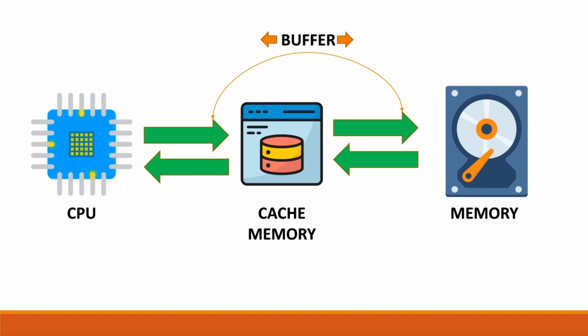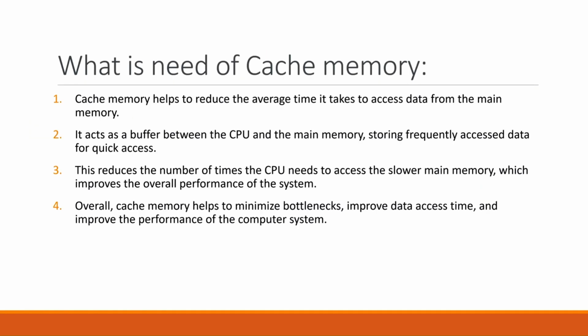So now we will be diving deeper into how cache memory works and what the different types of cache memory are. As a quick recap, cache memory is a small, fast memory that stores frequently used data for quick access. It is located between the CPU and the main memory, and it acts as a buffer between the two. So moving further towards working, let's first understand the need for cache memory.